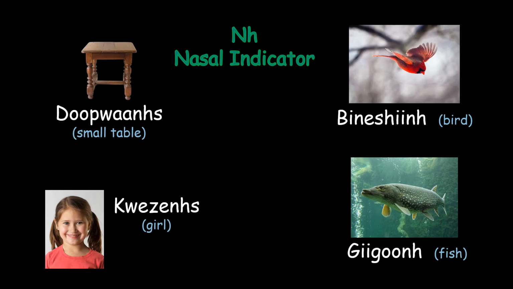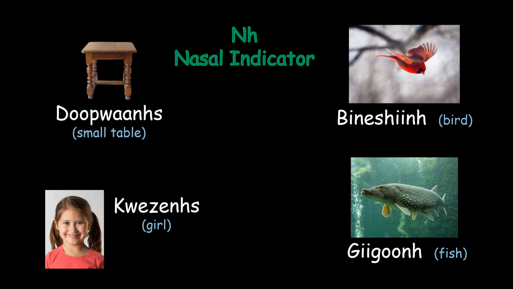Recall that the nasal indicator is NH, and that it doesn't make a sound, but it's only a symbol to let us know that the vowel preceding it, the vowel in front of it, is strongly nasal. First, we have a small table. Dobwas. The AA in dobwas is strongly nasal. Rather than just saying ah, we say it nasally. So it's dobwas.